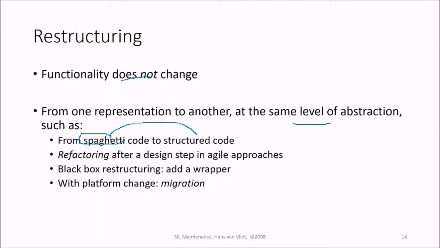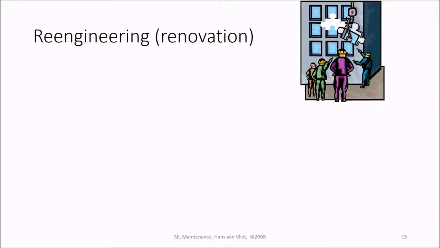Spaghetti means unstructured code. Then there is refactoring after a design step in agile approaches, and black box restructuring, that is, you are adding a wrapper. And with a platform change, there is migration to that platform. Re-engineering is renovation. That is, functionality does not change.